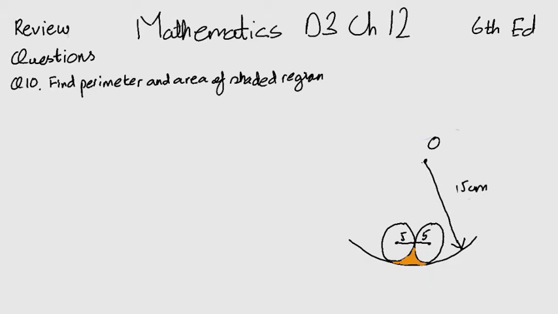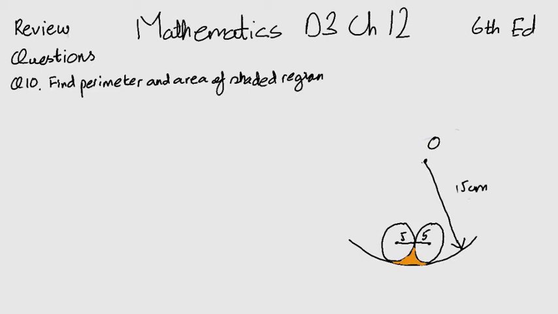Hello and welcome back. We are doing chapter 12 of D3 New Syllabus Mathematics for O-level, 6th edition, and we are doing the difficult questions from the chapter. We have chosen the review questions, and from it in the previous video we did question number 9, and in this one we are going to be doing the very last question, question 10.